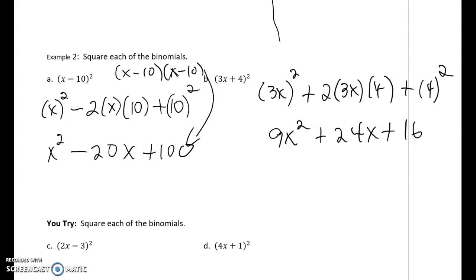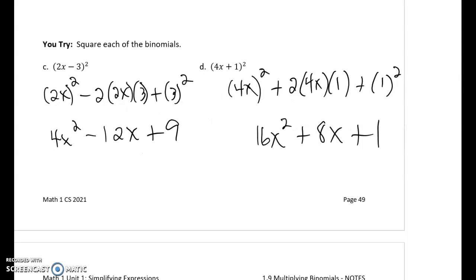Go ahead and try the last 2 examples, and let's see if this pattern is catching on. Again, we are squaring binomials, so we're going to use that pattern we noticed earlier in the lesson: squaring the first term, adding or subtracting twice the product of those two terms, and then adding the last term of the binomial squared. And if you have any questions, make sure you let me know.